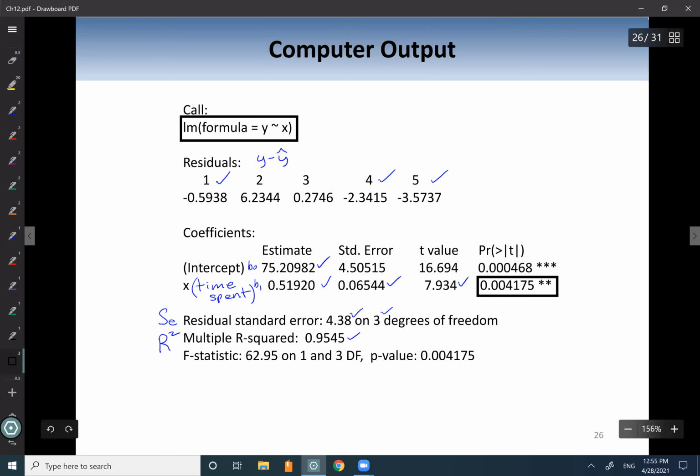But I want to point out to you that in simple linear regression, the test for the overall model, the F test, will always have the same p-value as the slope coefficient. Okay, so in the next video, we'll see how to conduct the F test for the overall model.